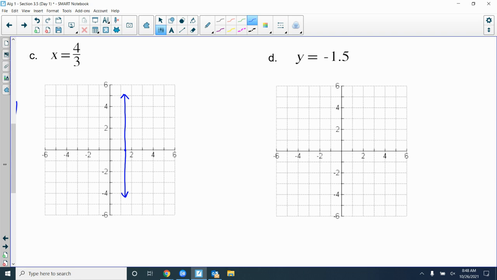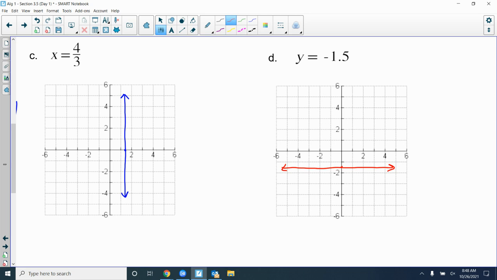Negative y equals negative 1.5. All right. Y is going to be a horizontal line. Negative 1.5. Draw that. This is one of those where you either get them all right or you get them all wrong. Either you do it perfect, or you have them all backwards. So you just got to be careful on here.